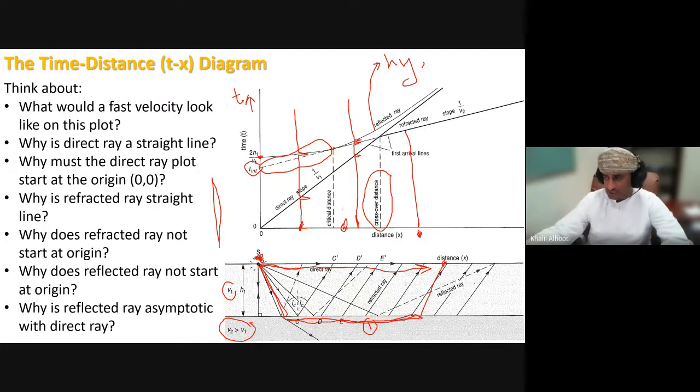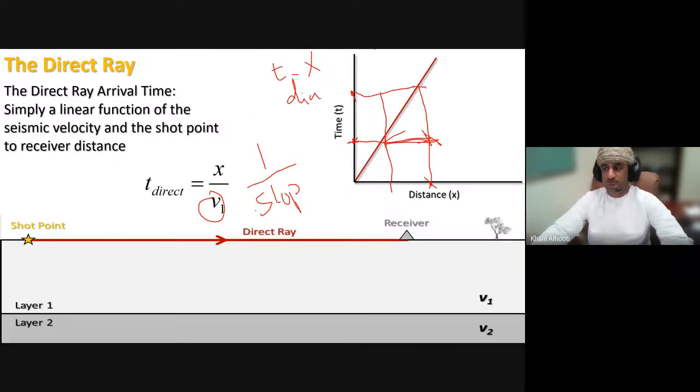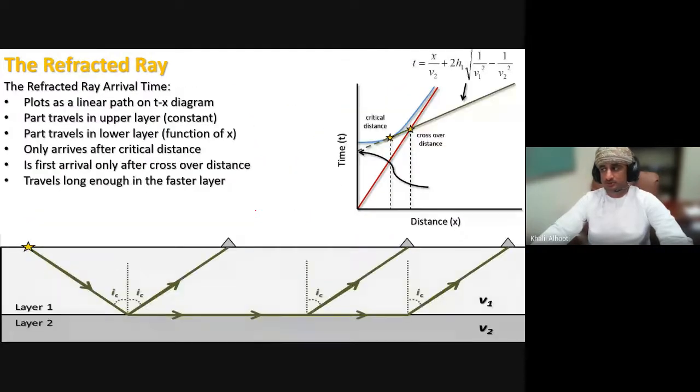That's the next, thanks for the question. It seems that you are following with me, but this is the thing we will discuss soon. So we'll discuss soon about why we need this dashed line. That's the intercept time. So that the refracted energy, that's how it travels.